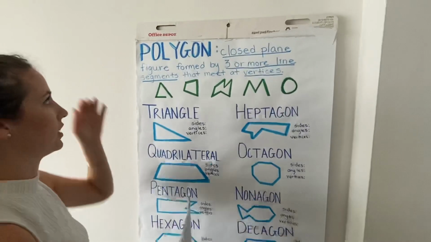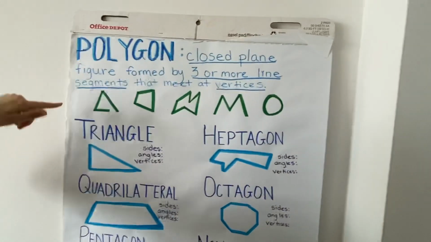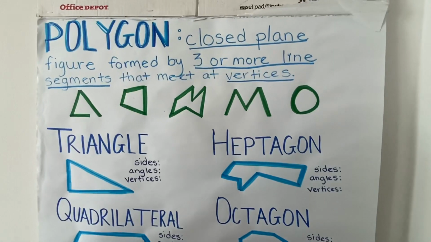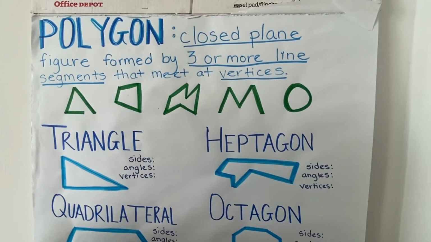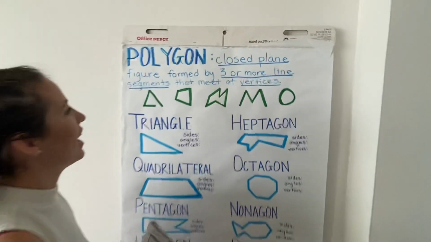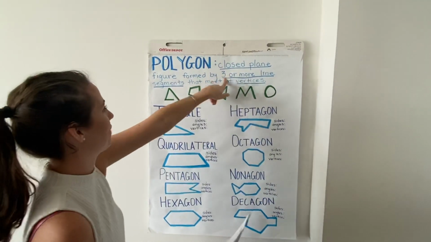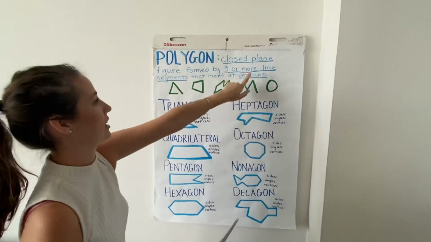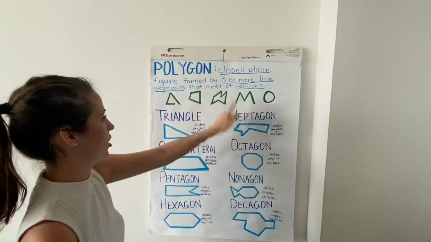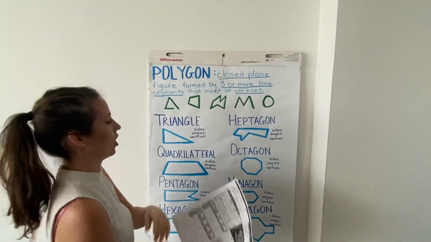So a polygon. A polygon is a closed plane figure formed by 3 or more segments that meet at vertices. Okay, so it has to be closed. It has to have 3 or more lines, and those meet at vertices. So let's look at our shapes here. Let's see if they are polygons.